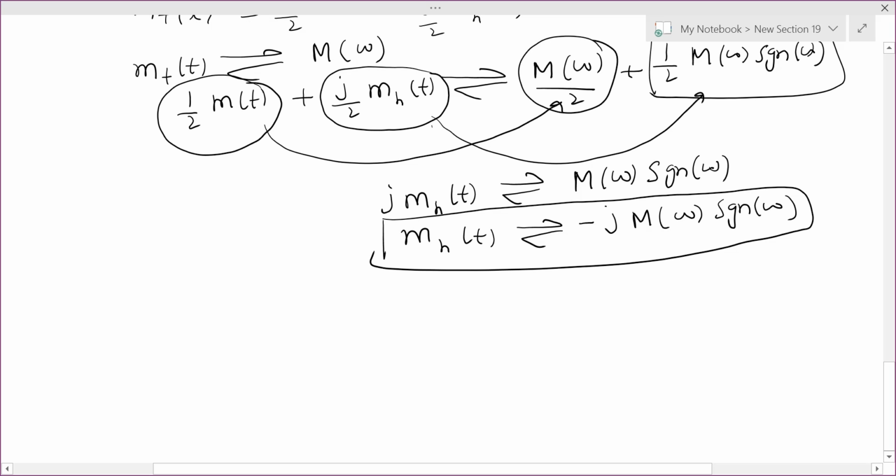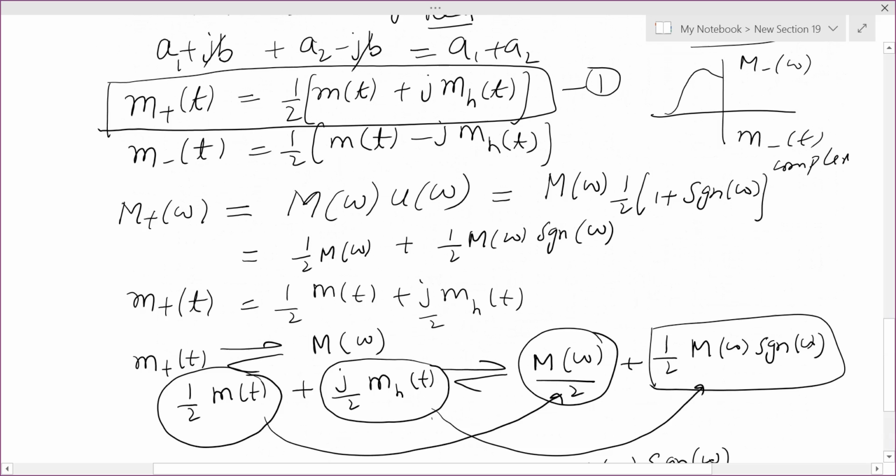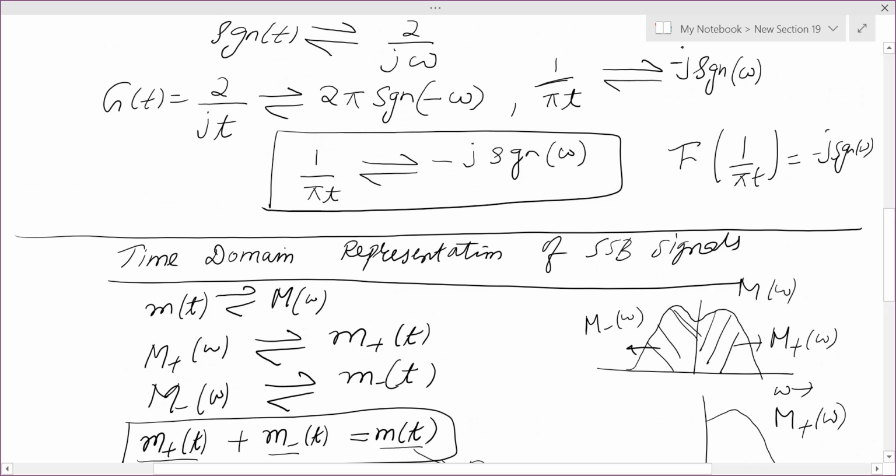Now I want to get a time function also for mh. This is the Fourier transform of mh of t. How can I get that? Now look at this. You know that M of omega forms a Fourier transform pair with m of t. You also know Signum of omega forms a Fourier transform pair with something. So I will go back to this result. Now this is what we needed: 1 over pi t forms a Fourier transform pair with minus j Signum of omega.